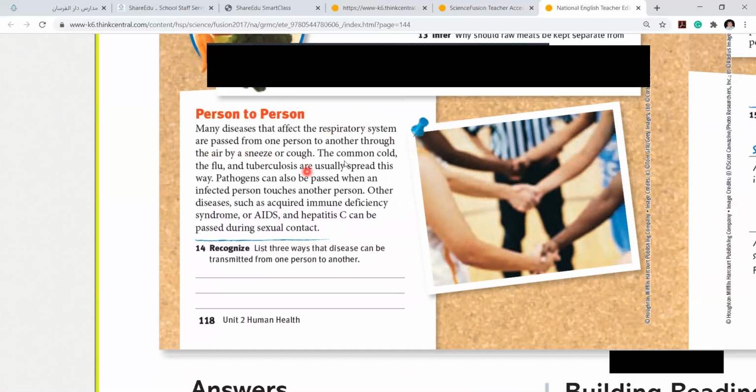They're passed from one person to another through the air by sneeze or cough. The common cold, the flu, and tuberculosis are usually spread this way. Pathogens can also be passed when an infected person touches another person. When the infected person shakes hands or touches another person in any way, it can be passed. Especially AIDS and hepatitis C, which are mostly common during sexual contact.